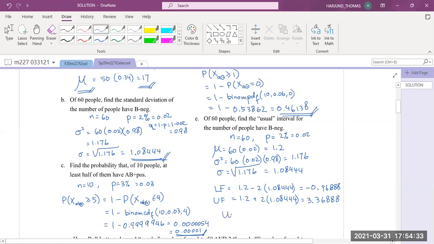Okay, so the usual interval will be from negative 0.96888 to 3.36888. So among these 60 people, if you don't get anybody with B negative, that's usual, that's okay. And it is still usual if you only get up to 3. Once you get 4 people with B negative, it's unusual already. Not very, but quite unusual already.